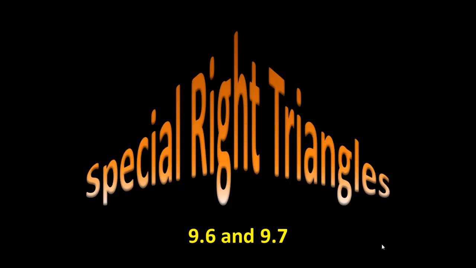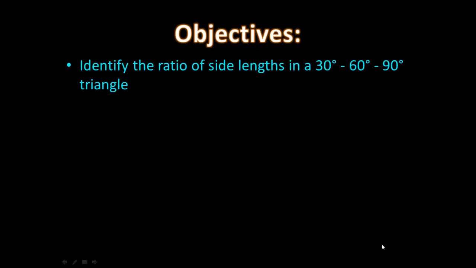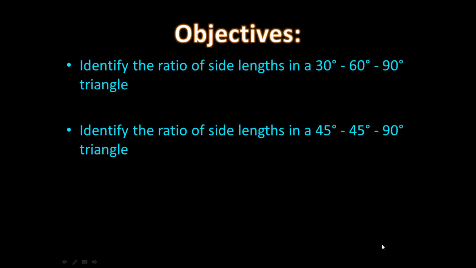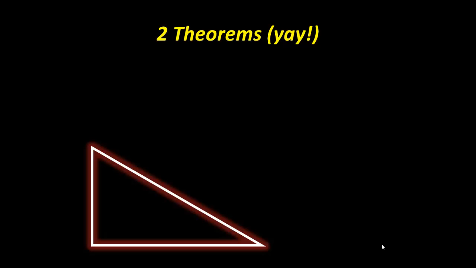So let's just get through this one, and your objectives are: you will be able to identify the ratio of side lengths in a 30, 60, 90 triangle. You will be able to identify the ratio of side lengths in a 45, 45, 90 triangle. And you will be able to identify a Pythagorean triple. Sounds like fun, huh? Alright, so we've got two theorems. Yay, I know you're excited.